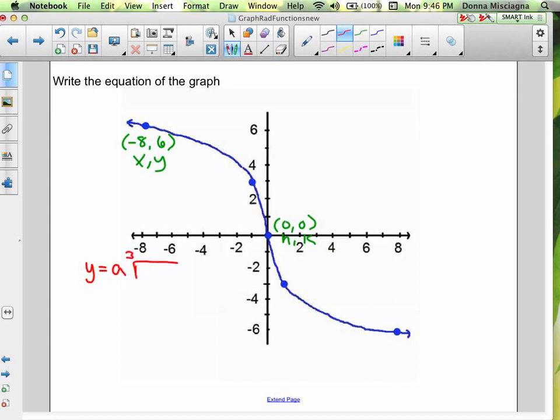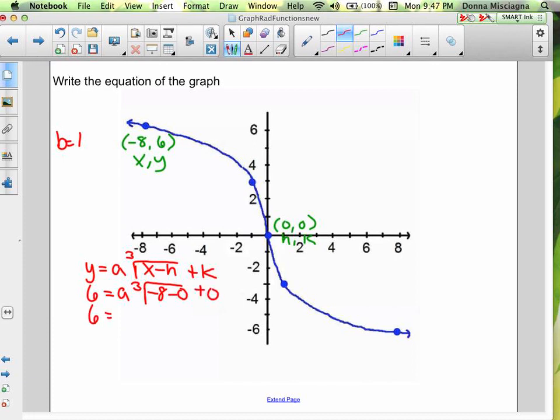All right, so now we have y is equal to a, now it's just the cube root. Right? And I'm going to tell you that b is 1, so we'll leave b off. All right, so a times the cube root of x minus h plus k. All right, and so now we will plug in and solve for a. So we have 6 equals a times the cube root of negative 8 minus 0, and then plus 0. H and K are easy to simplify, right?